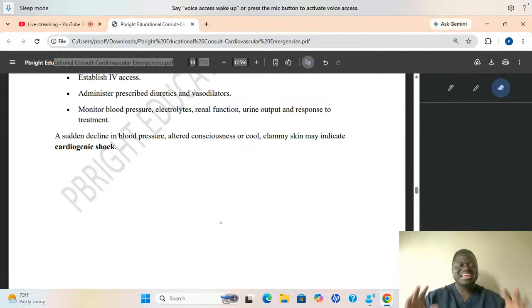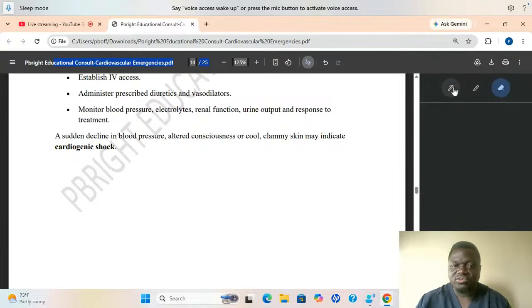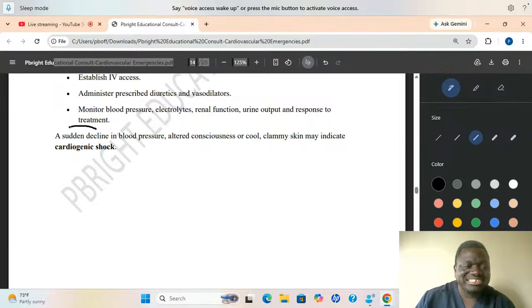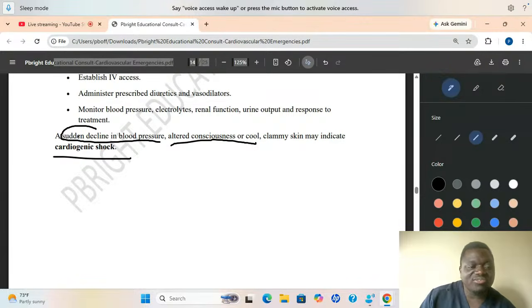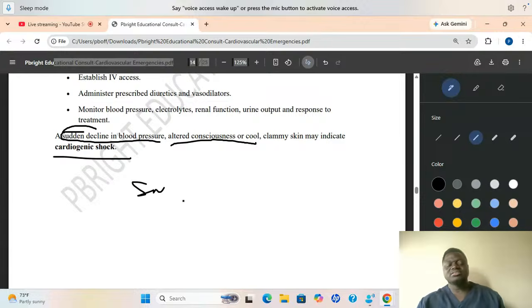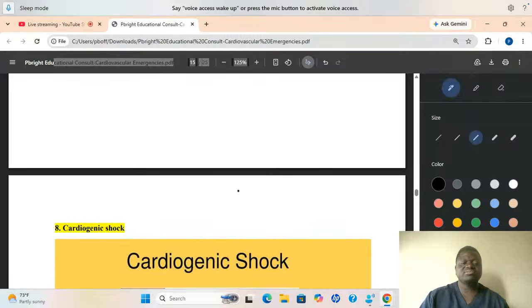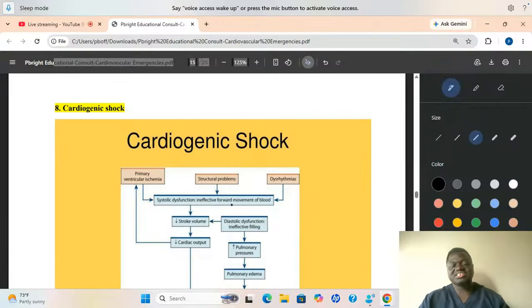A sudden decline in blood pressure, this is where the question will come from. A sudden decline in blood pressure, altered consciousness, cool, clammy skin may indicate what? Cardiogenic shock. They will put the question and add qualifiers like suddenly. That should tell you that you are having this trouble. So let's enter cardiogenic shock.